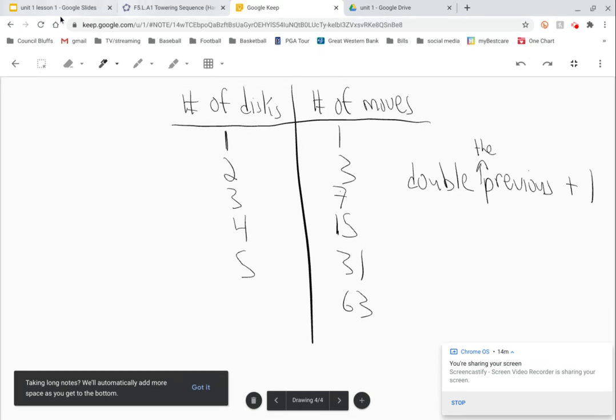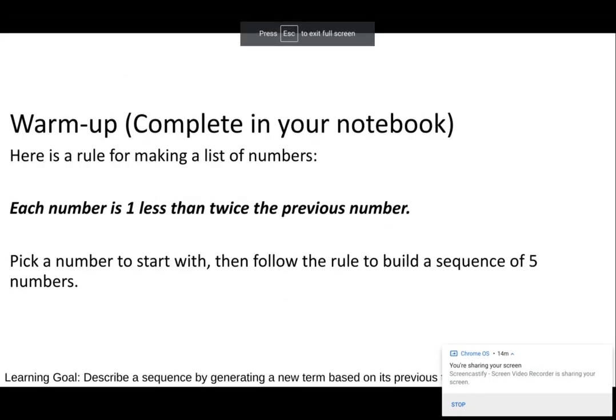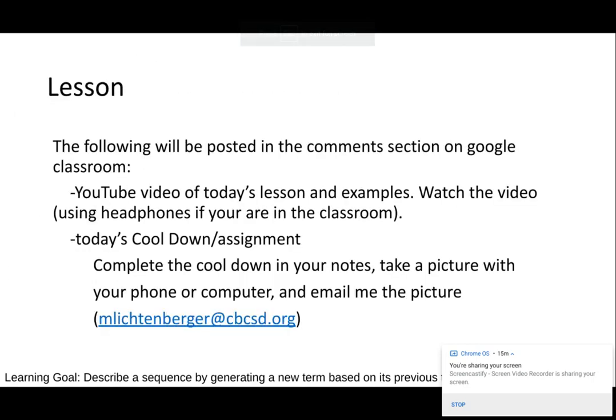Now, as I said earlier, in the comments section on Google Classroom, I shared with you the cool down. You might remember doing cool downs in geometry and algebra 1. There'll be a cool down for every lesson. And what I would like you to do is to do the cool down right in your notes. Take a picture of the cool down with your phone or the webcam or the camera on your computer and email me the picture. That is how you're going to submit your cool downs to me this year.